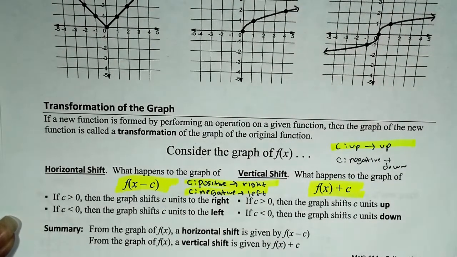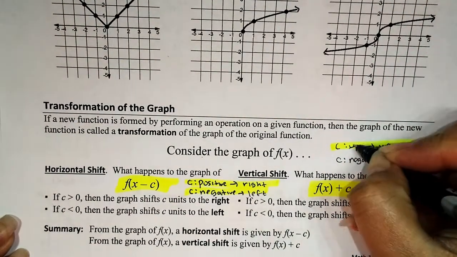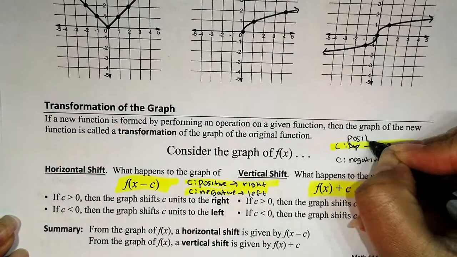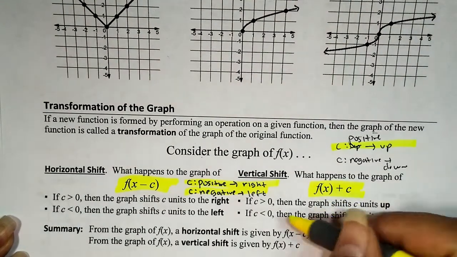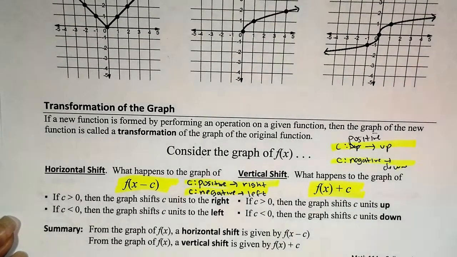Oh, I just realized that I didn't put positive before. This is why you're supposed to sleep. Okay, so if c is positive, we are going to move so many units up, and if c is negative, then we are going to go ahead and move so many units down.